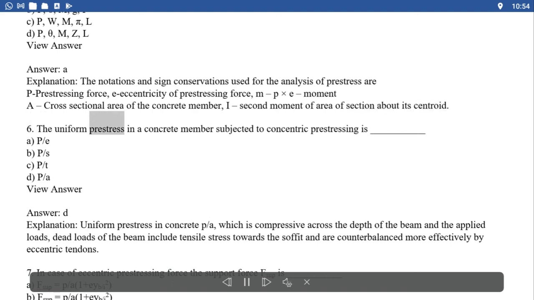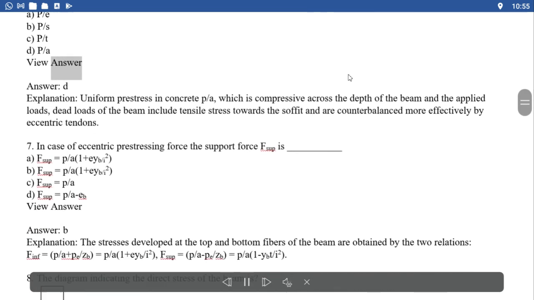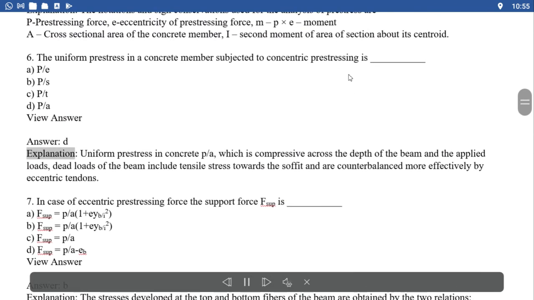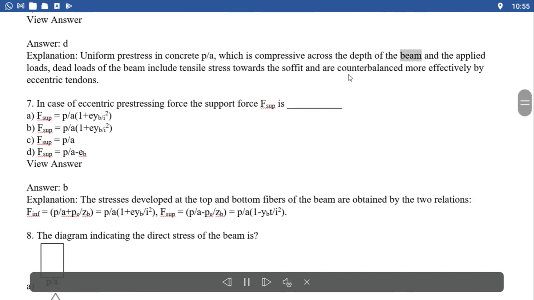6. The uniform prestress in a concrete member subjected to concentric prestressing is blank. A. P/E. B. P/S. C. P/T. D. P/A. Your answer. Answer D. Explanation. Uniform prestress in concrete is P/A, which is compressive across the depth of the beam, and the applied loads, including dead loads of the beam, induce tensile stress towards the soffit, and are counterbalanced more effectively by eccentric tendons.